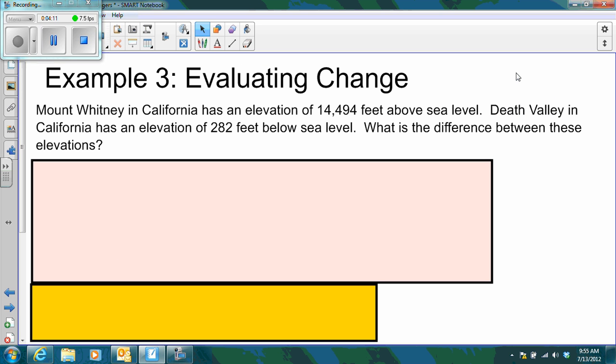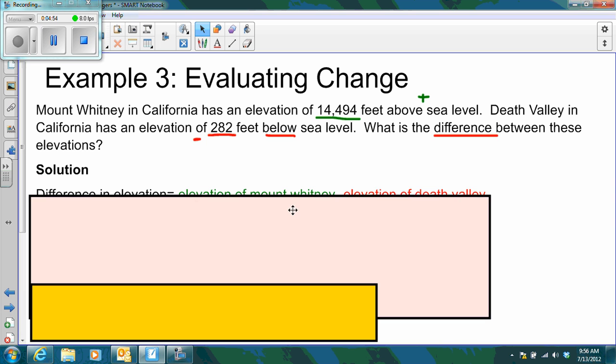And lastly, let's try a word problem to evaluate the change in something. So in this case, they're talking about elevation. So Mount Whitney in California has an elevation of 14,494 feet above sea level. So whenever we're saying above sea level, this is a positive. Death Valley in California has an elevation of 282 feet below sea level. So this is going to be a negative number because it's below. What is the difference between these elevations? So whenever we see the difference, we know it's a subtraction problem.